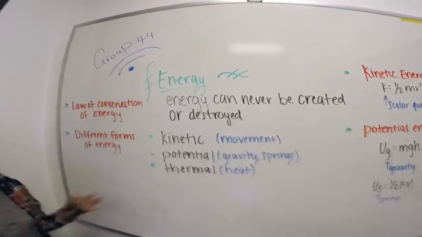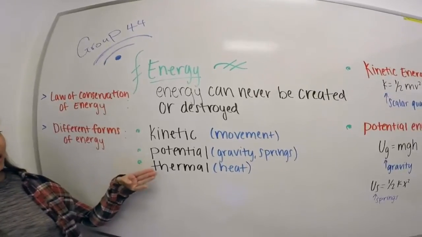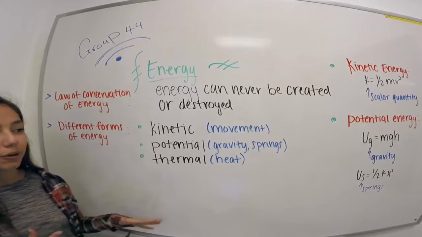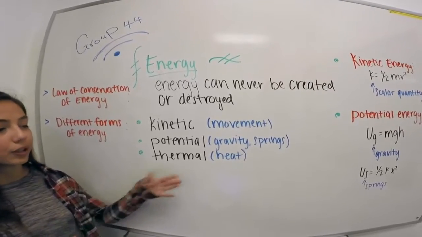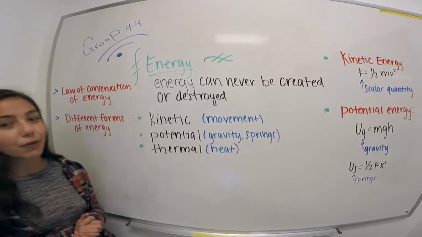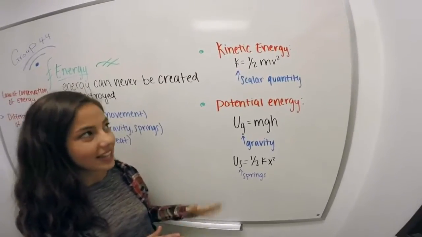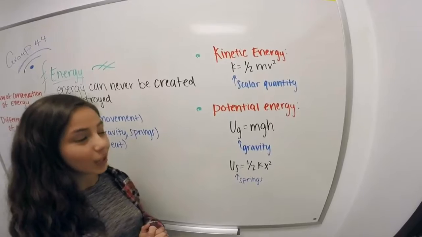There are a few different forms of energy, which include kinetic, potential, and thermal. Kinetic includes movement, potential is more gravity and springs, and thermal includes heat. And then we have a few formulas over here. Kinetic is 1/2 times mass times velocity squared, and that's a scalar quantity.